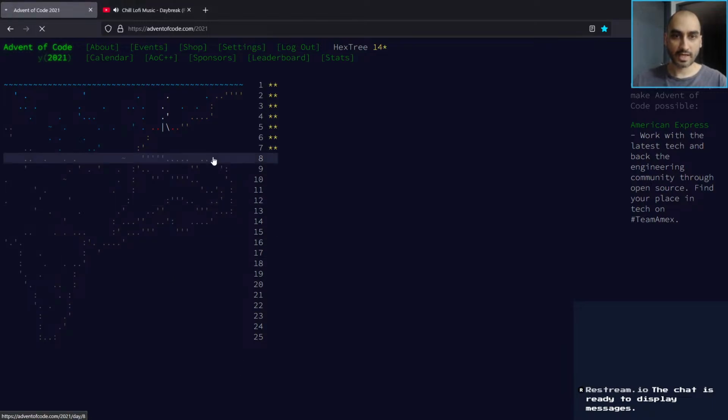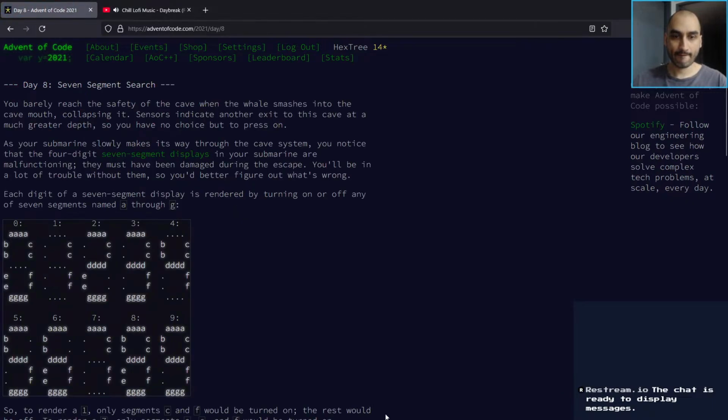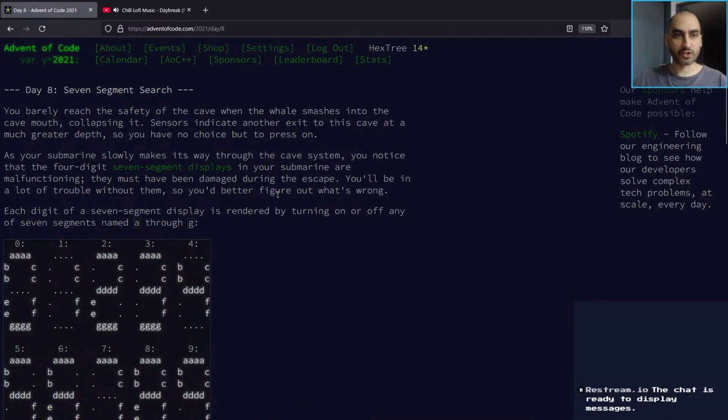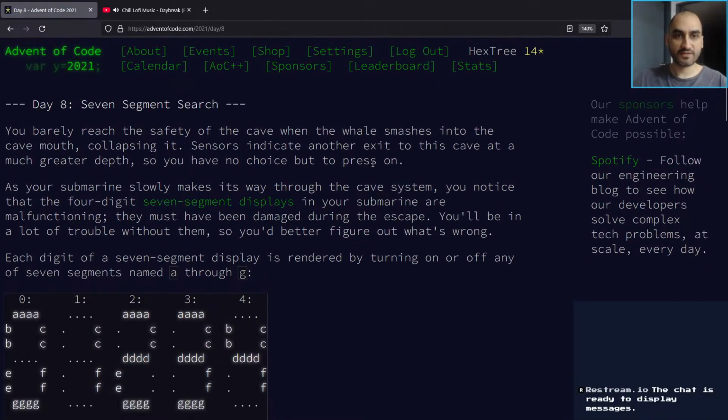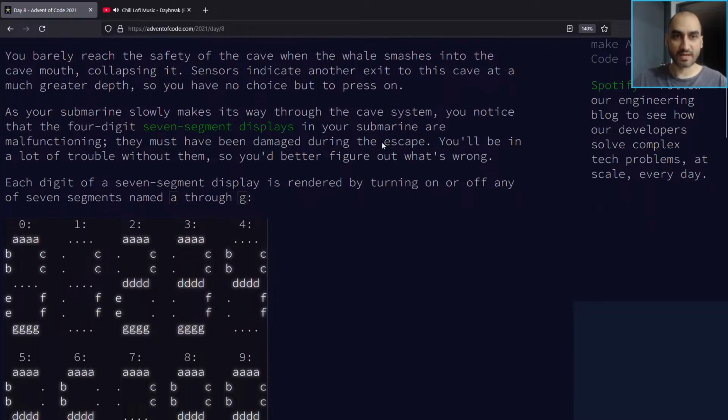Alright, day 8. Day 8, 7-segment search. You barely reach the safety of the cave when the whale... Oh yeah, we're being chased by a whale. Whale smashes into the cave mouth, collapsing it. Sensors indicate another exit to this cave at a much greater depth.